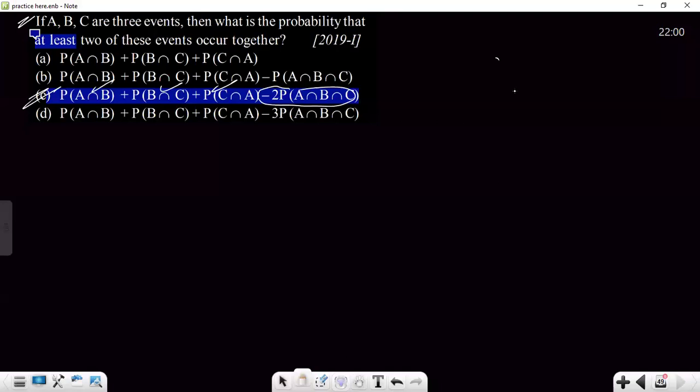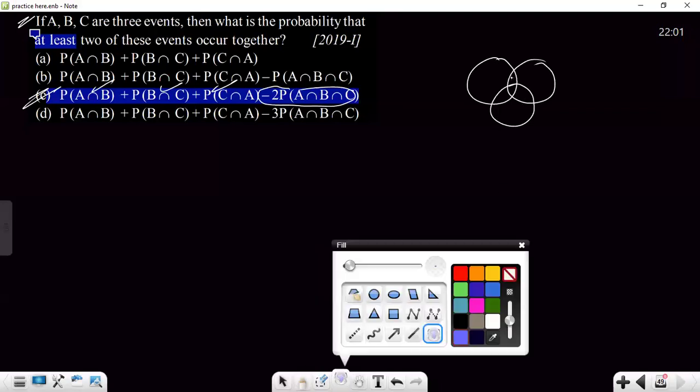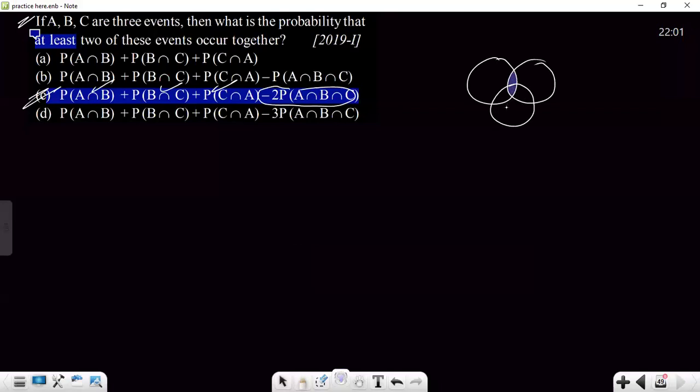This is like event A, event B, event C. We have to talk about the occurrence of two events simultaneously. So it's like discussing this and this and this. But the problem will be that if we add them all, then this part will get calculated thrice, but we only wanted it calculated once. So that's why we are subtracting it twice. Clear? Yes, sir.